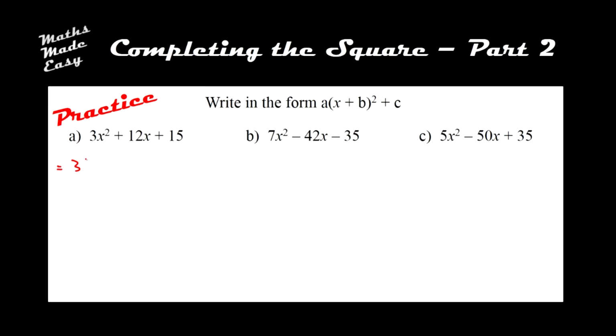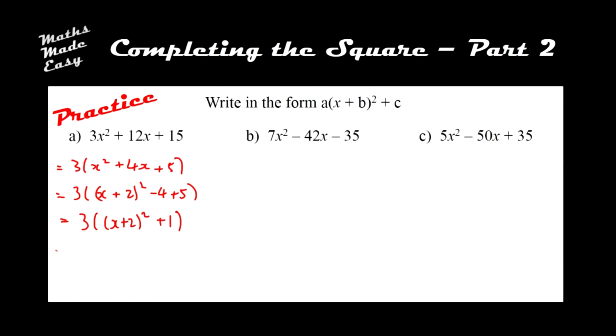So for this first one, we're going to factorise 3 out. We get x squared plus 4x plus 5. Then we get 3 lots of x plus 2 all squared. We need to take 4, and we've still got plus 5. If we simplify that, we have 3 lots of x plus 2 all squared. Negative 4 plus 5 is positive 1. Then we multiply back through, we get 3 lots of x plus 2 all squared plus 3.